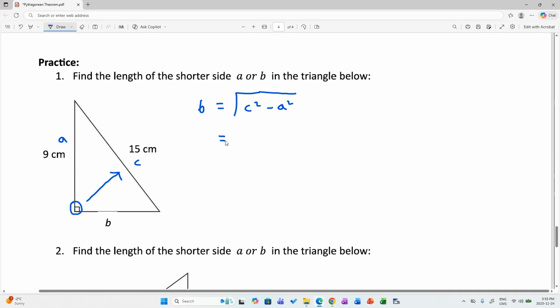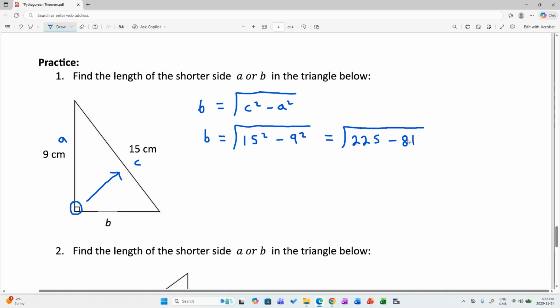Okay, in this case, let's find out what B is. So instead of C squared, I'm going to write 15 squared because C is 15. Now, instead of writing A, since A equals 9, I'm going to write 9 squared. So I have 15 squared minus 9 squared. 15 squared is just 15 times 15. That's going to be 225. All right. Now, 9 squared is just going to be 81. Okay, great. So now I have 225 minus 81.